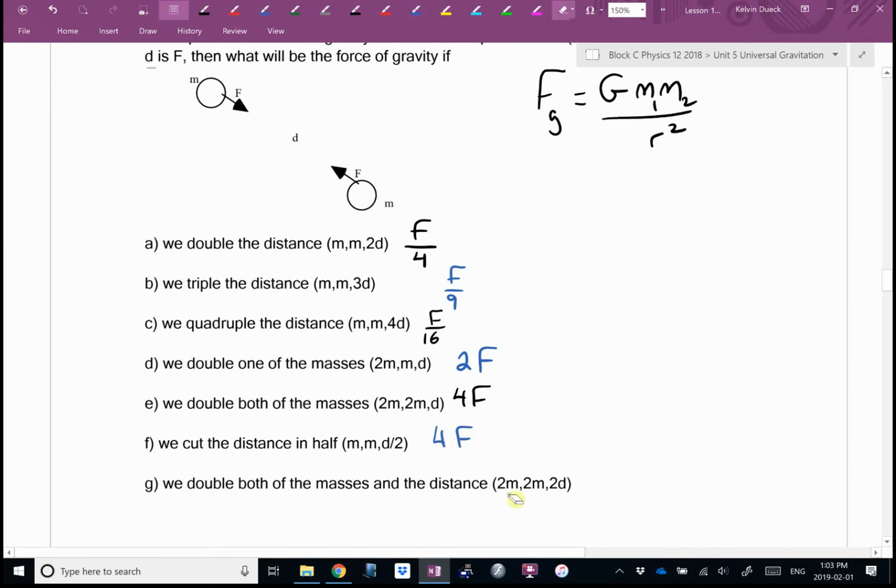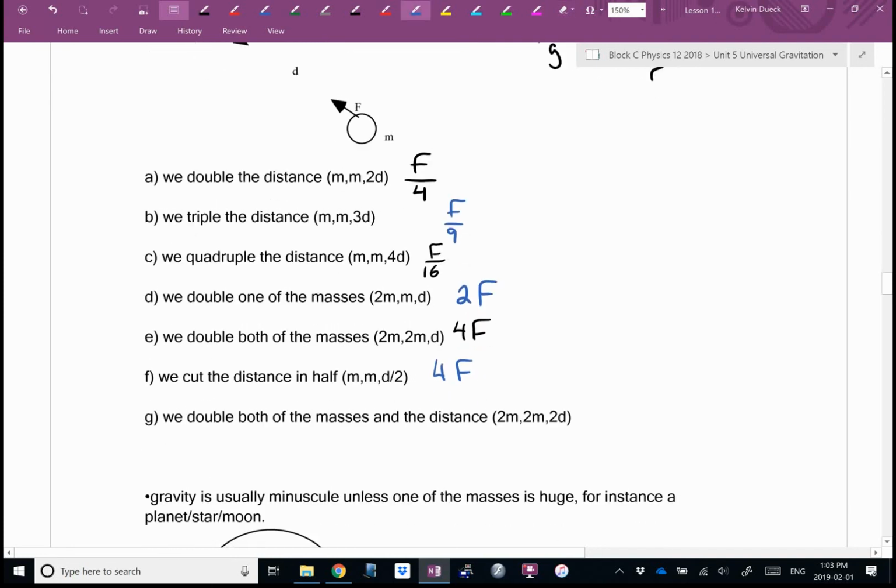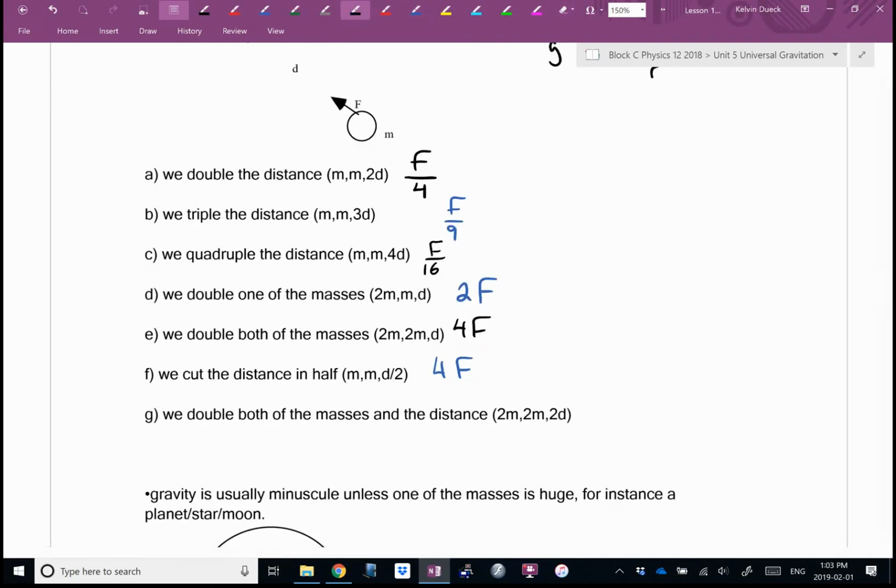What if we double one mass, double another mass, and then also double the distance? You're saying they all just cancel out? Yeah. Okay.